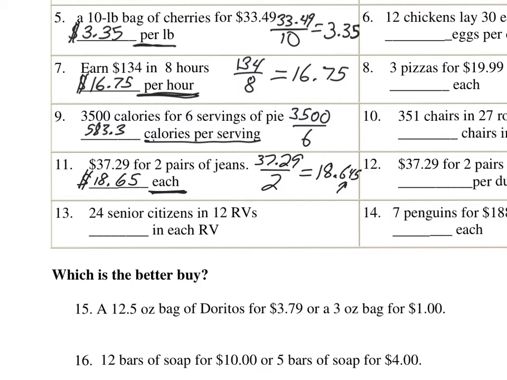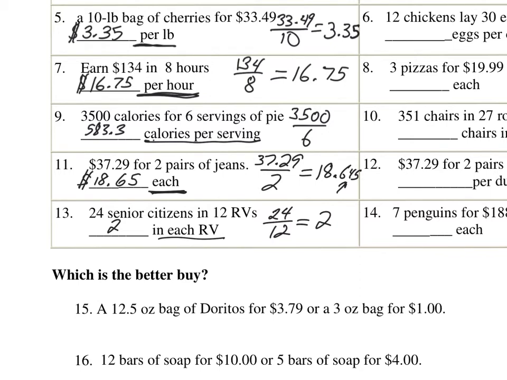And we're back for number 13. 13, we have 24 senior citizens in 12 RVs. How many are in each? Well, 24 divided by 12 is just 2. So there are 2 senior citizens in each RV.